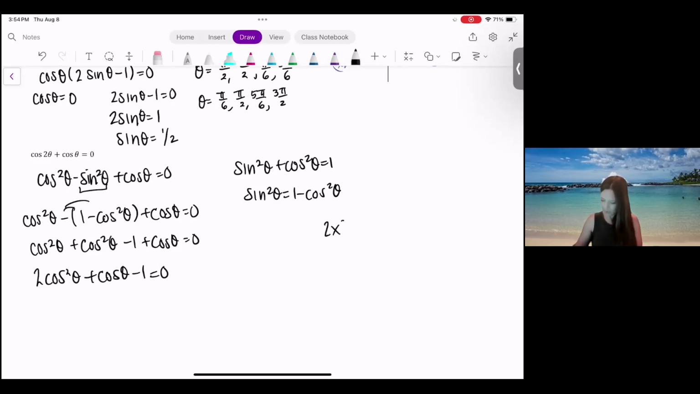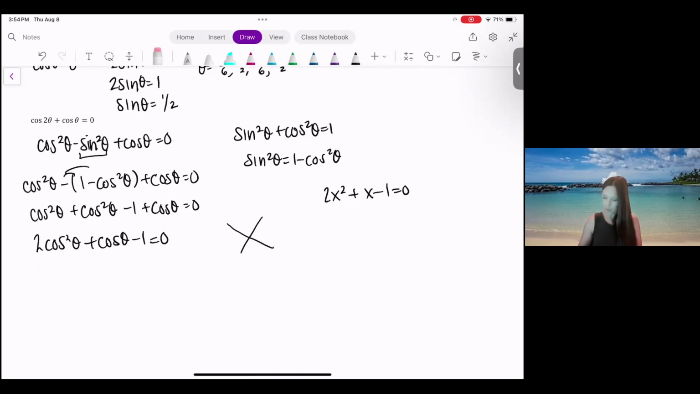If you had 2x squared plus x minus 1 equals 0, could you factor it? Yes, you can. What multiplies to the AC term, which is negative 2, and adds to the middle term b, which is 1? That's going to be positive 2 and negative 1. So I can split that middle term of plus cosine theta into 2 cosine theta minus cosine theta. That gives me 2 cosine squared theta plus 2 cosine theta minus cosine theta minus 1 equals 0, and then I can factor by grouping.